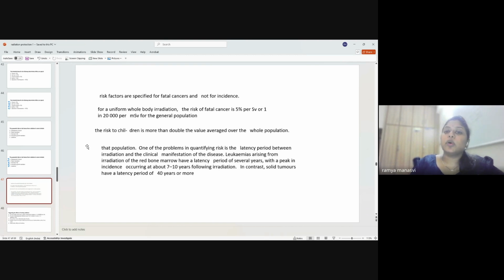And the problem for quantifying this is the latency period, because irradiation happens at one point and the clinical manifestation is at another point. Leukemias occurring in red bone marrow irradiated patients take a latency period of several years, and the peak incidence is 7 to 10 years, whereas for solid tumors, it is 40 years. So there are a lot of things that play a role in forming this fatal cancer, so it is difficult to say. That is something which you have to remember and answer the questions.